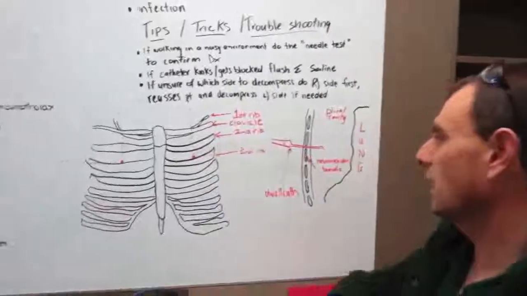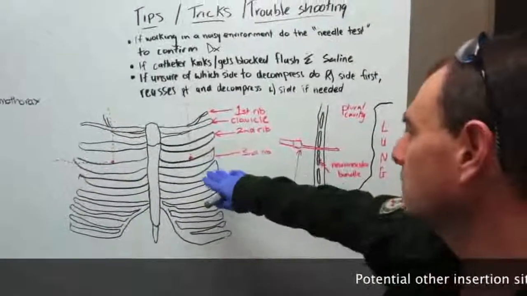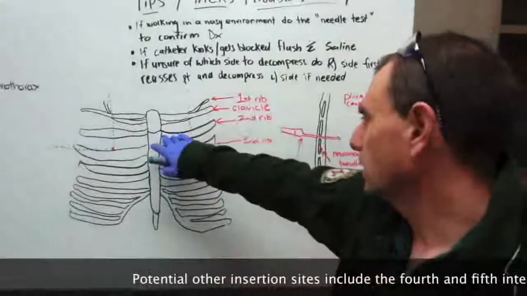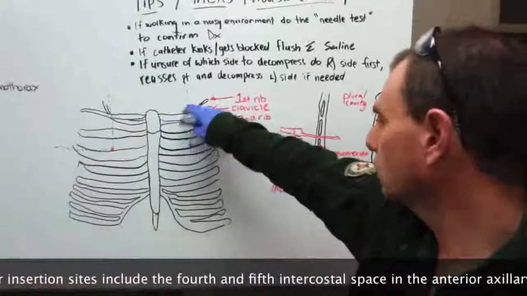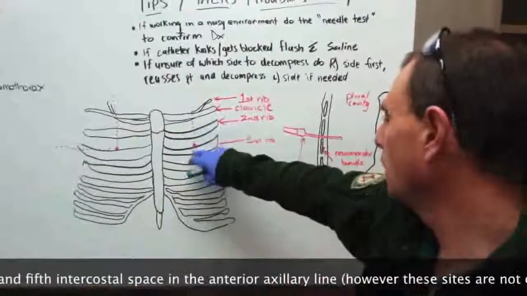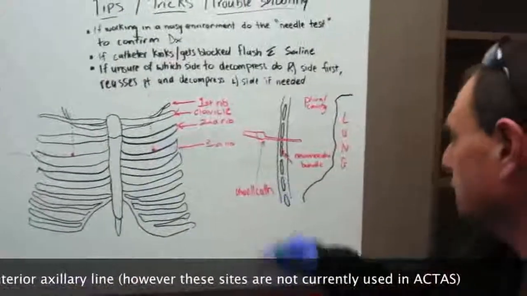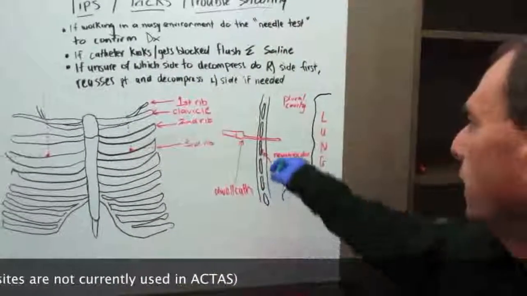Here we've got a schematic outlining the landmarks you're trying to find. Look for your angle of Louis, which gives you your second rib. Feel for your clavicle; mid-clavicular, between the second and third rib is where you're aiming. And as you can see here, basically inserting the dwell cath there.